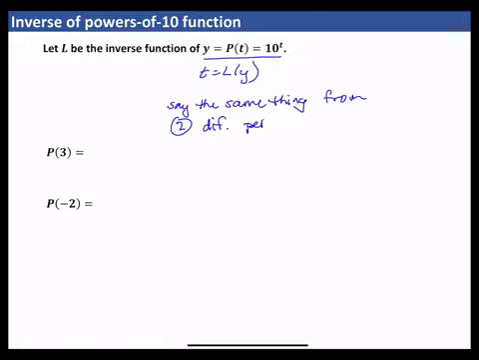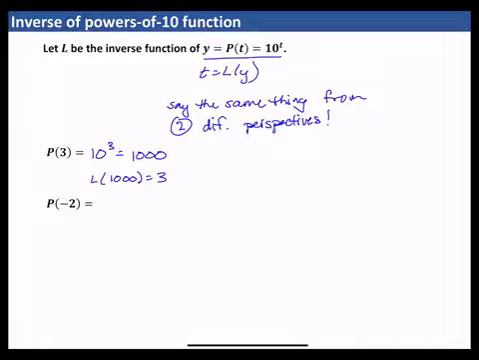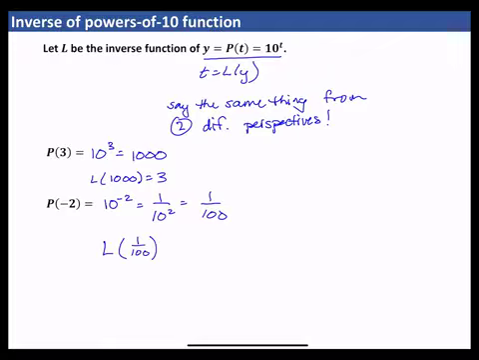For example, we know p of 3 equals 10 to the third, which equals 1,000, and we can say the same thing from a different perspective by using the inverse function L and writing L of 1,000 equals 3. Similarly, we know p of negative 2 equals 10 to the negative 2, which equals 1 over 10 squared, which equals 1 over 100. And we can say the same thing from a different perspective again by using the inverse function L and writing L of 1 over 100 equals negative 2. We call this new function L the base 10 logarithm.